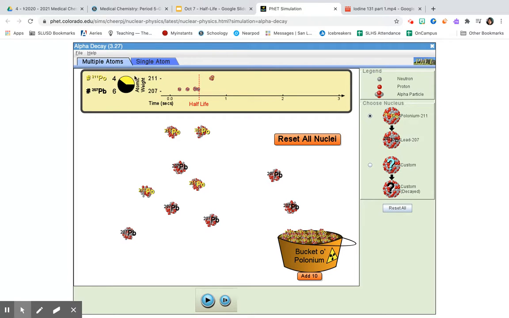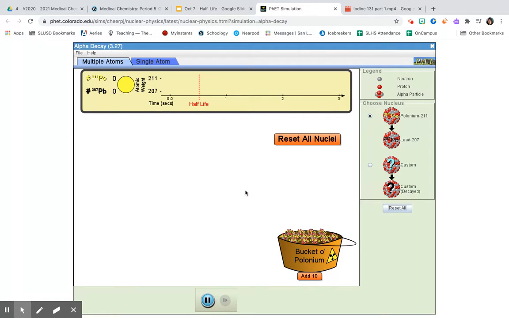So we started out with the yellow version, polonium 211. And then after they shot out their radiation or radioactive particle, it turned into what we call the daughter isotope, lead-207, right? So this is the process of what's happening inside a patient's body when we give them a radioactive particle to consume. But what is this thing called half-life though?